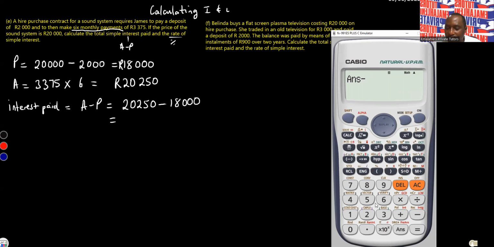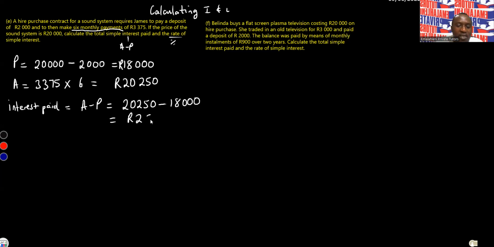$20,250 minus 18,000. We had it already. So what do we get? 2,250 rand. So there is the interest that was paid. Now we are looking at the rate. Rate, we know what we do. A is equal to P(1 plus IN).